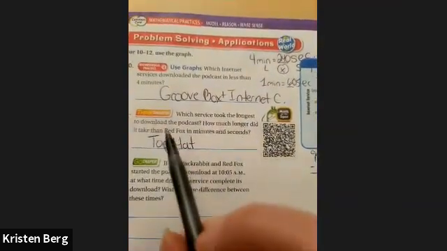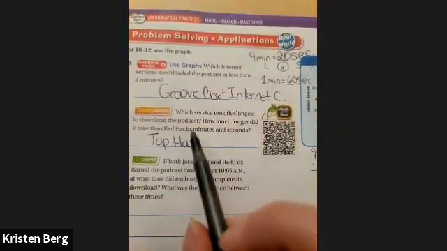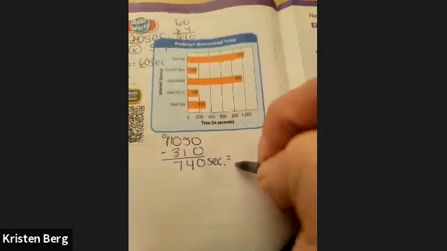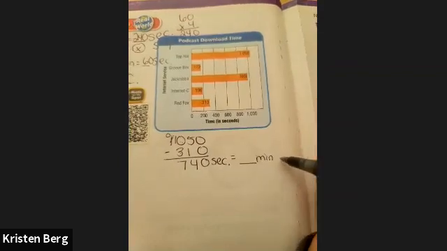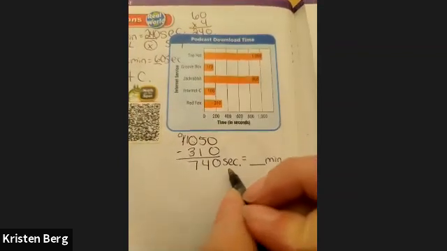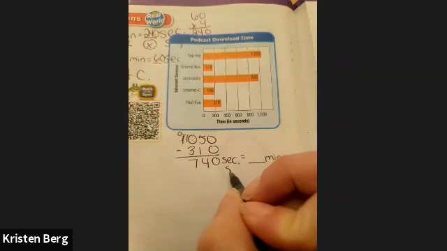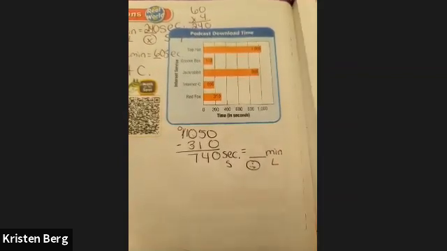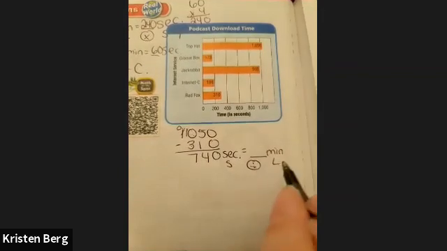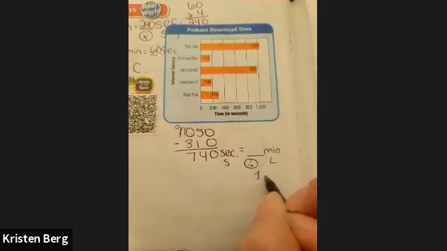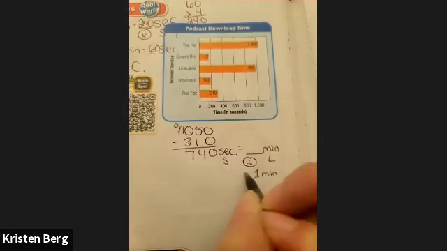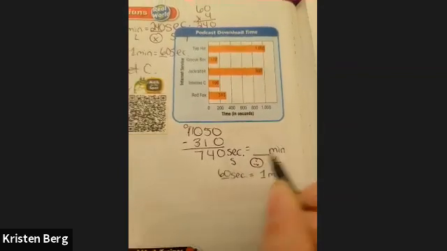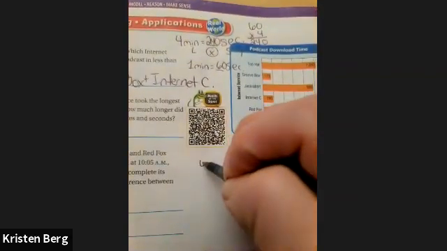However, it's saying how much longer in minutes and in seconds. So we have to now change this to minutes. So this is your small unit to your large, so we are dividing. Now we got to figure out what we're dividing by. So 1 minute is how many seconds? Well, it is 60. So therefore you would have to divide this out.